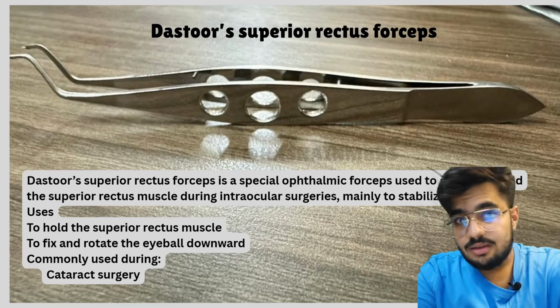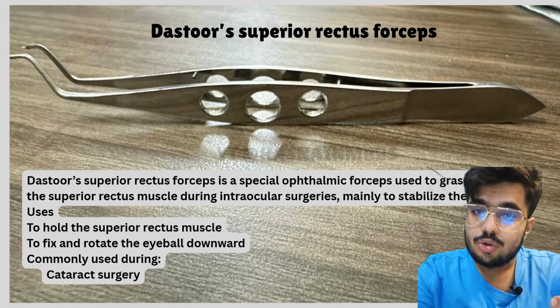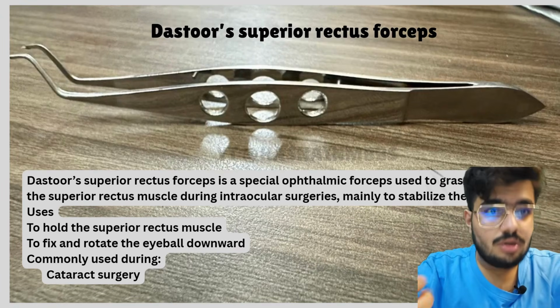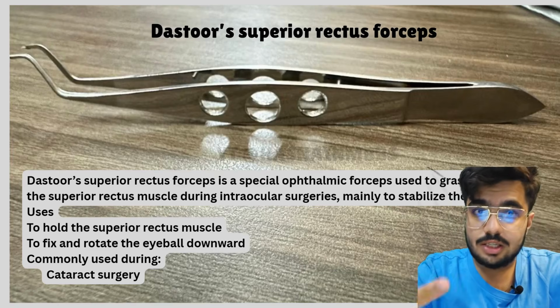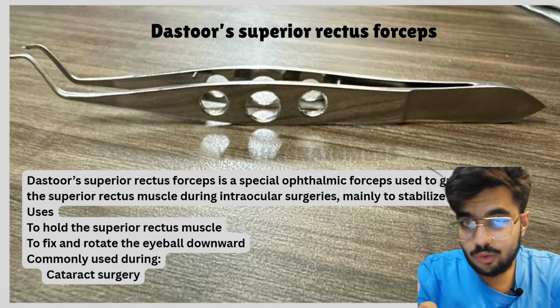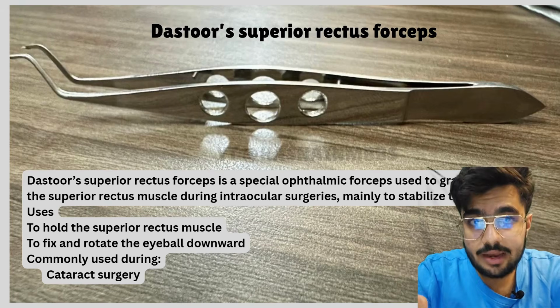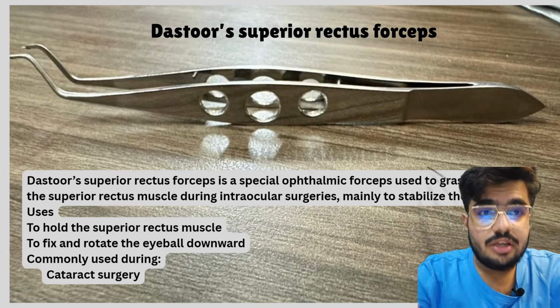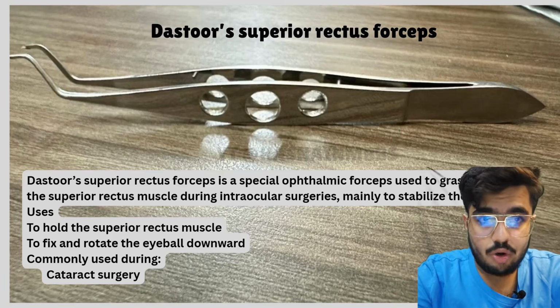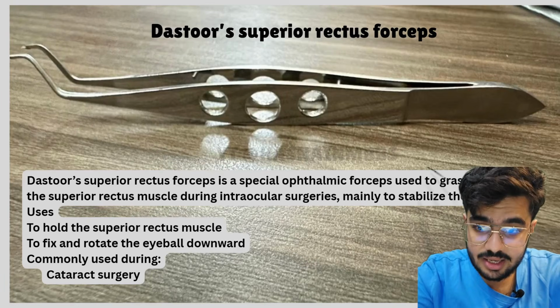We hold the superior rectus for passing the bridle suture. A question may ask why we use the bridle suture. Bridle suture we use to secure the globe in down position. Why do we secure the globe? We secure the globe in our cataract surgery. Which cataract surgery? We use this in our small incision cataract surgery, SICS.